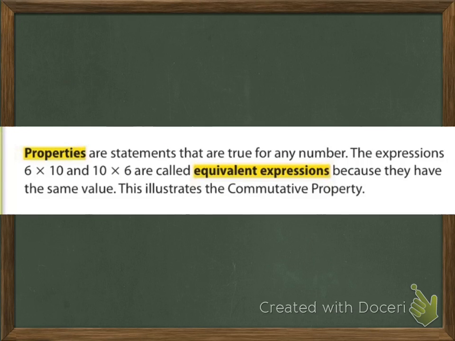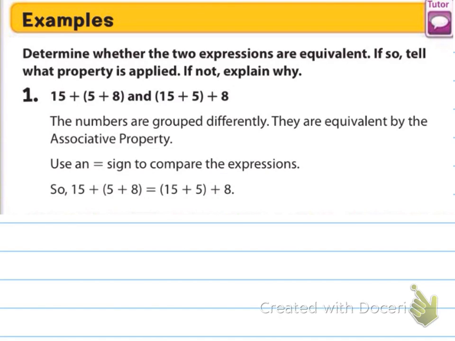Alright, so properties are statements that are true for any number, and the expressions 6 times 10 and 10 times 6 are called equivalent expressions, and that's what this whole section's about. Because they have the same value, they're called equivalent expressions. This illustrates the commutative property, that 6 times 10 is the same as 10 times 6. So, equivalent expressions.